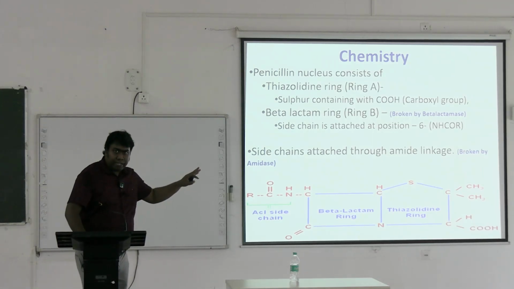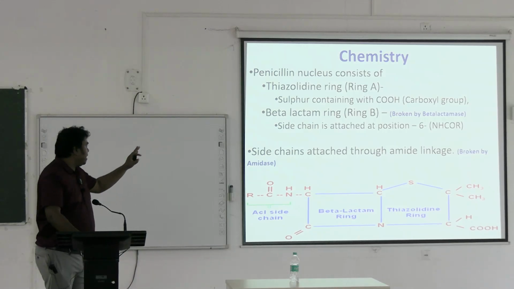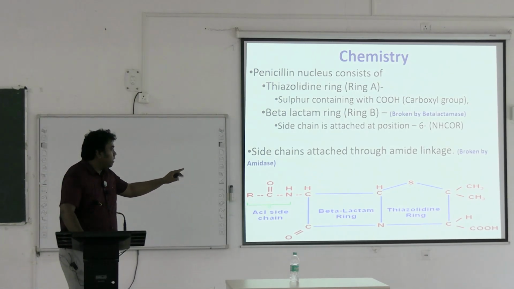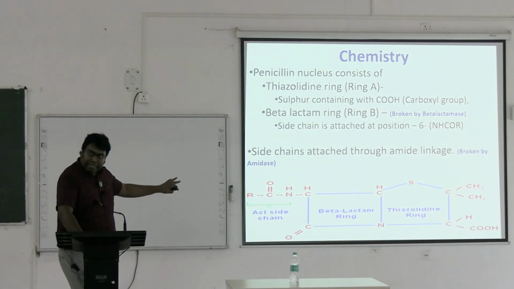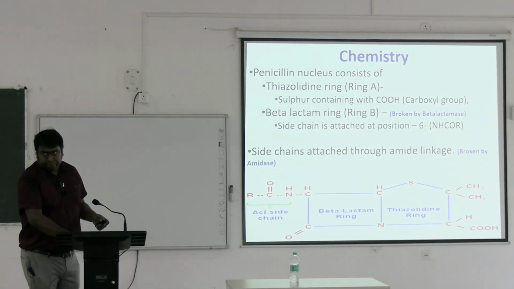Already discussed two rings, the beta lactam ring and the other ring, the thiazolidine ring. Now another thing, the side chain is attached to the beta lactam ring, whereas the COOH group is bound with the thiazolidine ring. Clear?